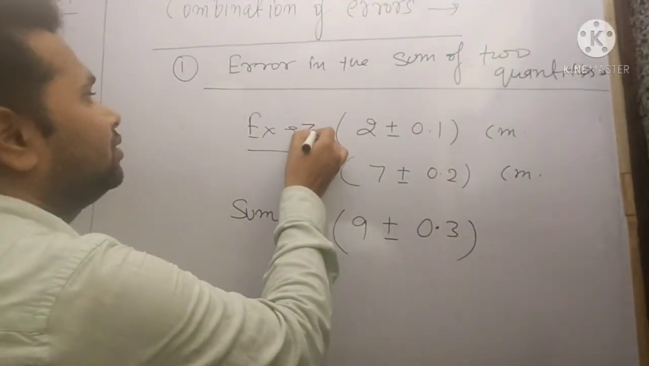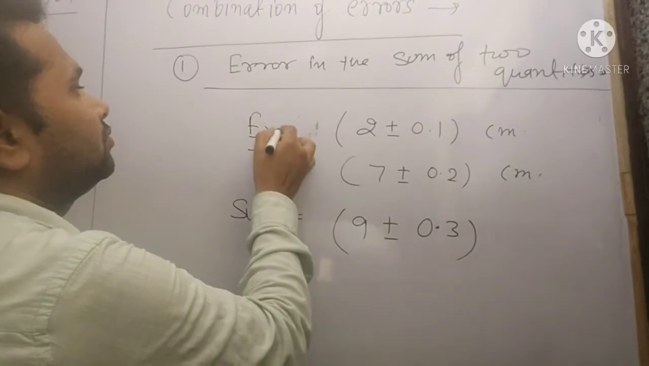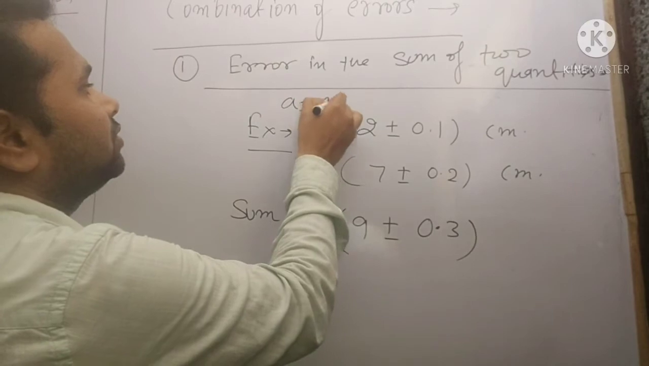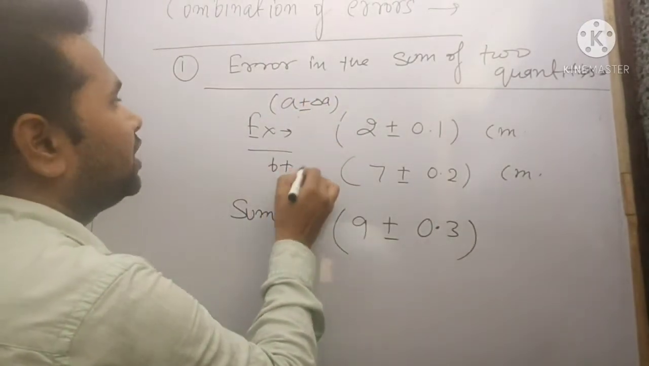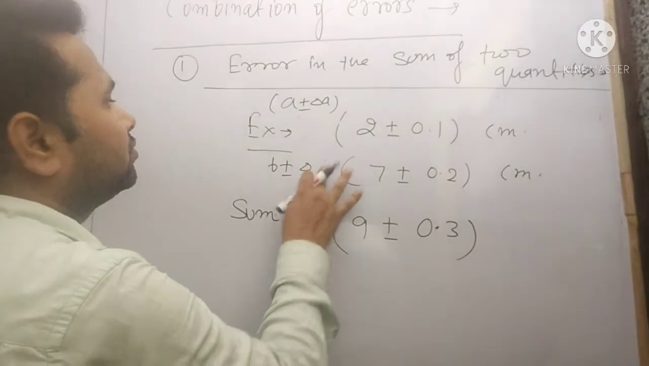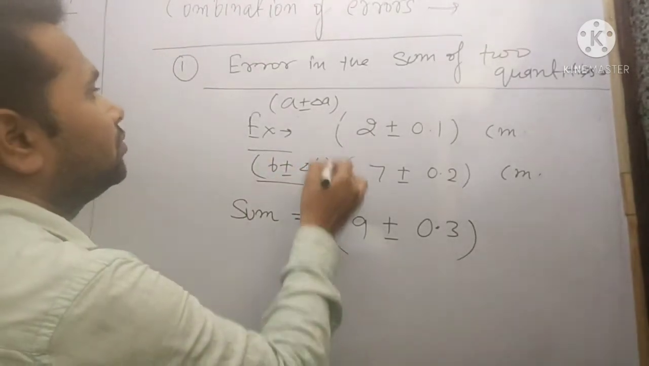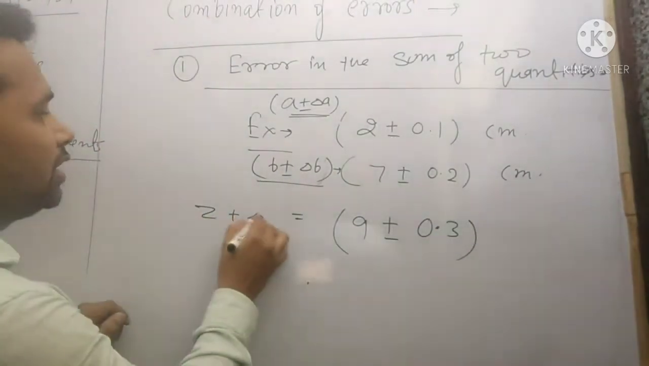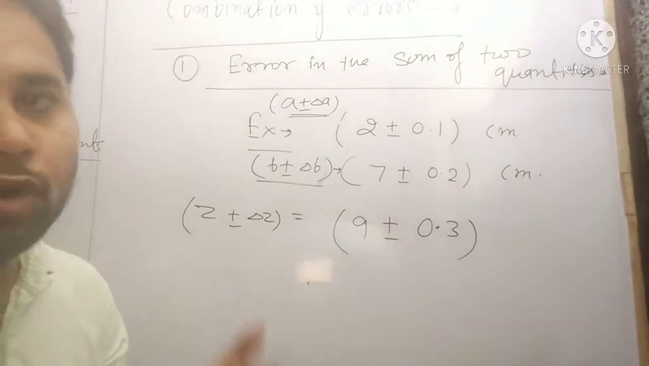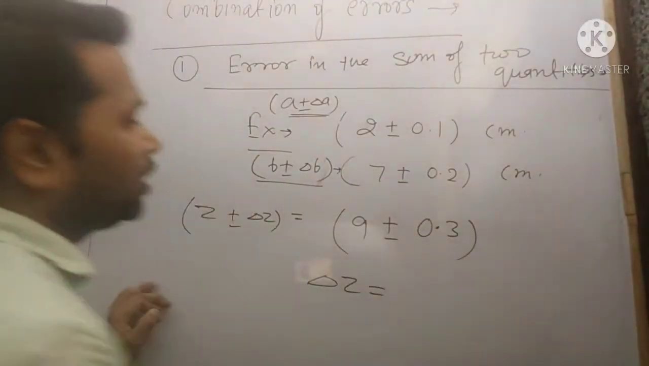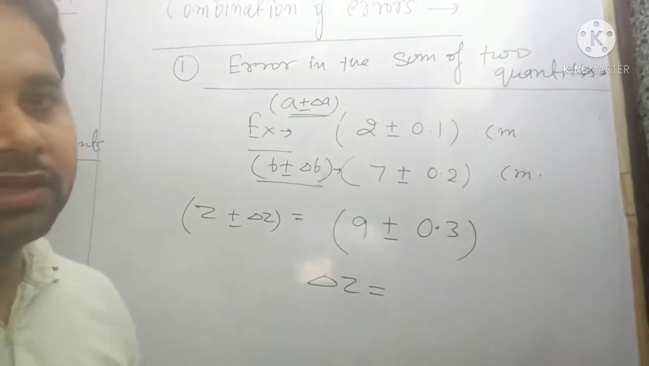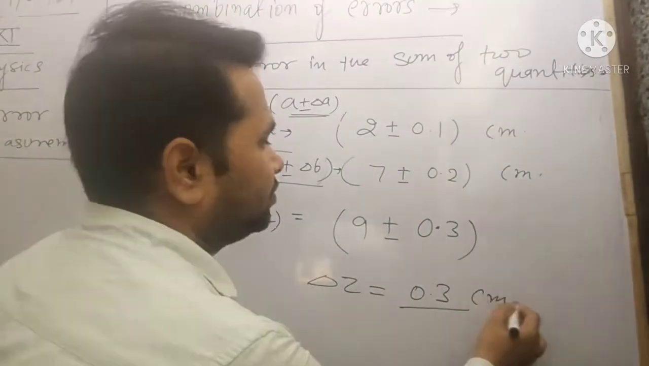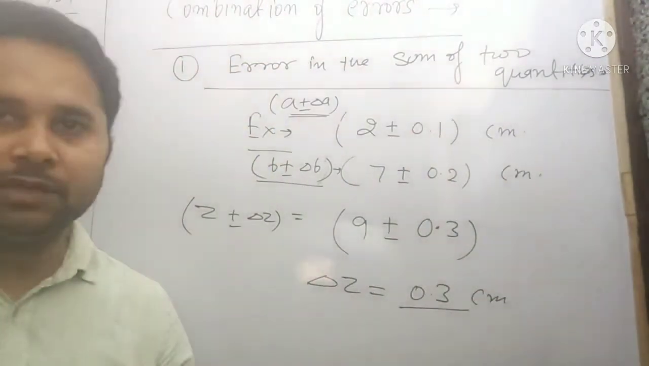Suppose this is z, and this first quantity you can call a plus minus delta a, and this is b plus minus delta b. And now the sum is z plus minus delta z. And now see what delta z is. Delta z means the error in the sum of two quantities. This is 0.3 centimeter. Okay, easy.